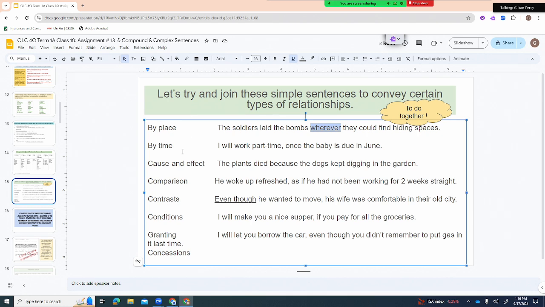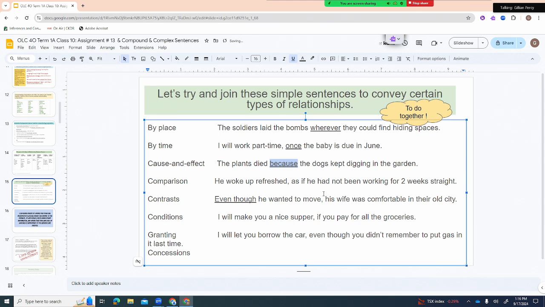Time. I will work part-time once the baby is born in June. So once is our subordinating conjunction, and it's explaining a time frame. Cause and effect. The plants died because the dogs kept digging in the garden. Because explains that there's a reason for it.